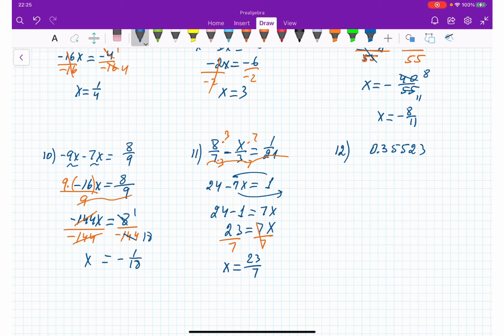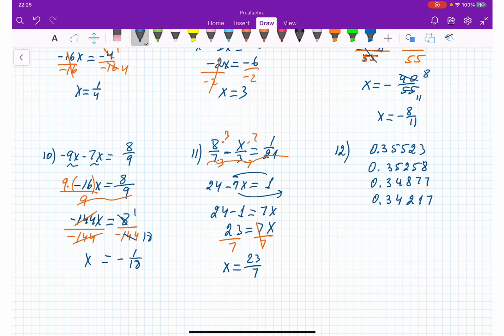Next, 0.35258. Next, 0.34877, and lastly 0.34217. Okay, which of the following numbers round to 0.35?